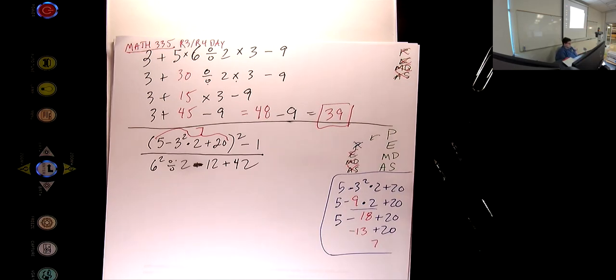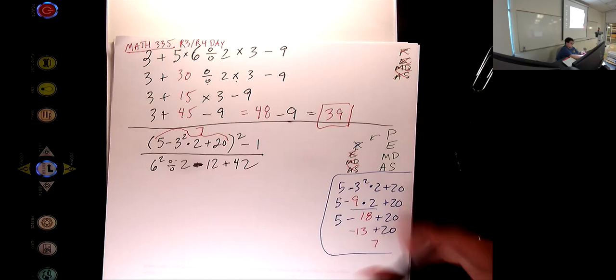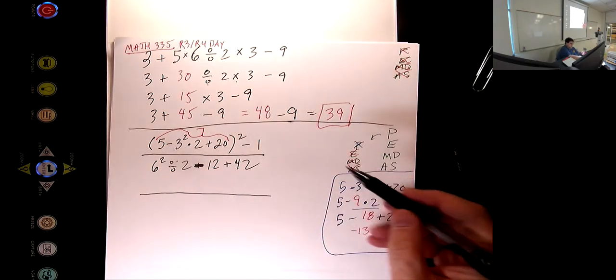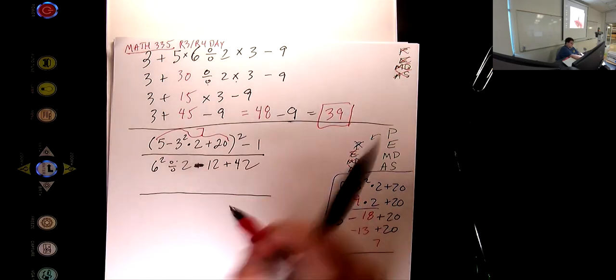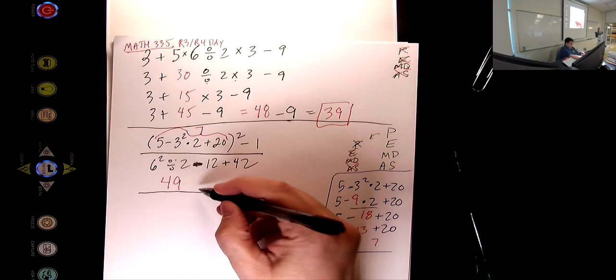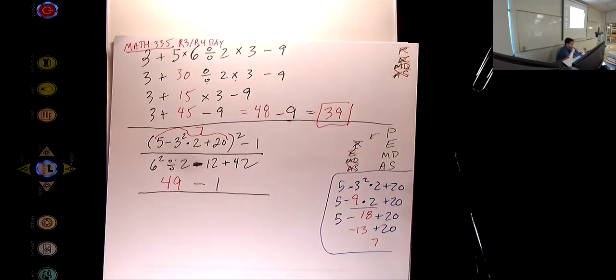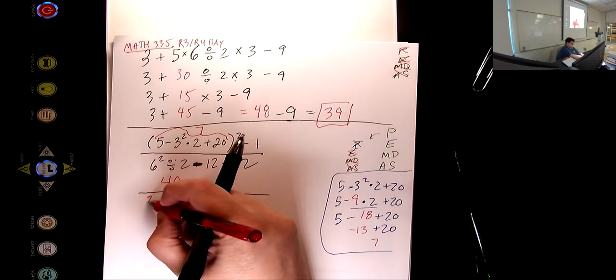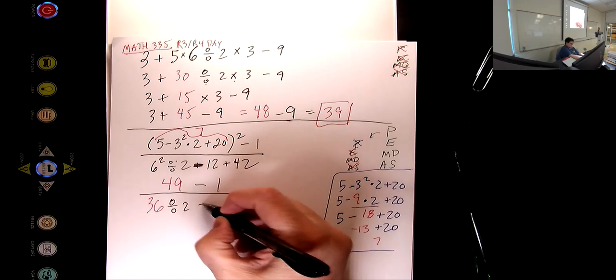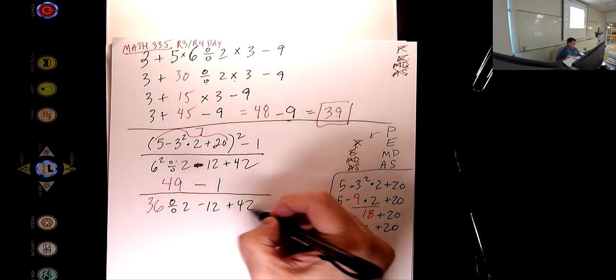So now we gotta do the tops and bottoms separately. We should start with doing what's squared, or the exponents. There's no more parentheses here. So the first thing is I've got 7 squared, and 7 squared is 49. And I still got a minus 1 up there. And then I've got 6 squared is 36. I got divided by 2 minus 12 plus 42.